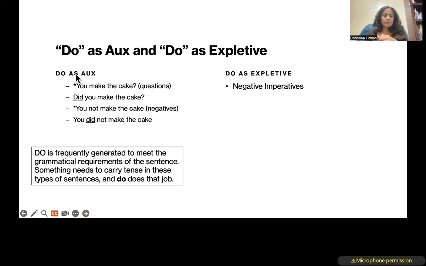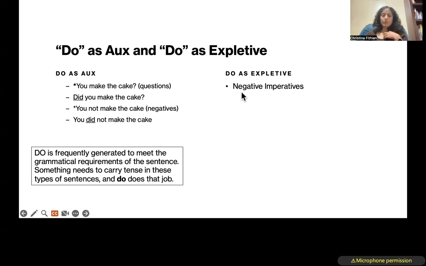So here are some examples of do as an auxiliary. If I want to ask a question, I can't say, you make the cake? Question mark. That's ungrammatical. I have to say, did you make the cake? For questions. Same thing here with negatives. I cannot say, you not make the cake. That's ungrammatical. I have to say, you did not make the cake. Again, these are fine ways of expressing questions and negatives in other languages, just not English. So we say that do is an auxiliary. It's frequently generated to meet the grammar requirements of the sentence. So in this case, something needs to carry the tense, and do is doing that job.